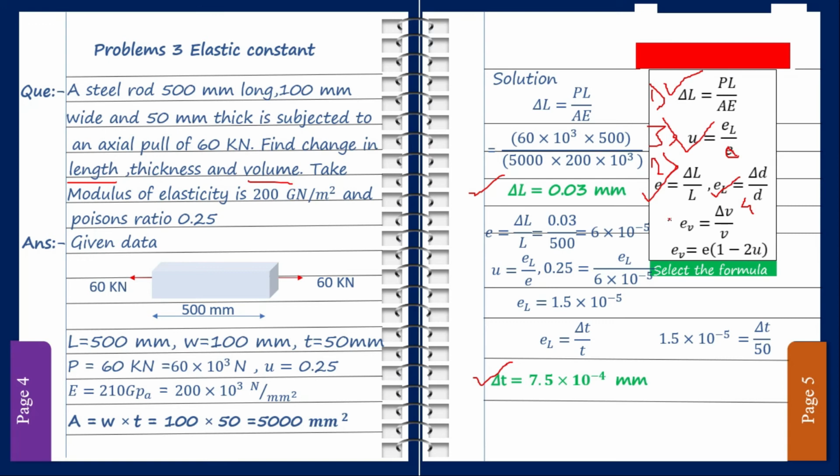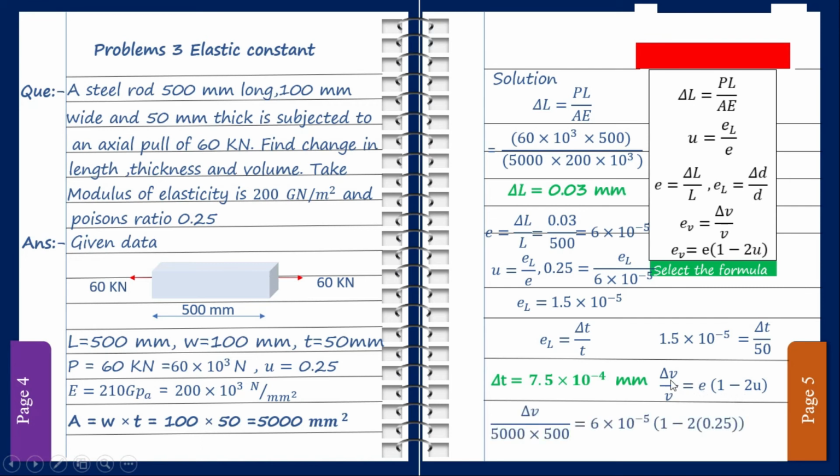To calculate the change in volume, I have two formulas. EV is equal to delta V by V and EV is equal to E into 1 minus 2 mu. I will replace here. So my formula: delta V by V is equal to E into 1 minus 2 mu. The volume, E and mu, all things are known to me.